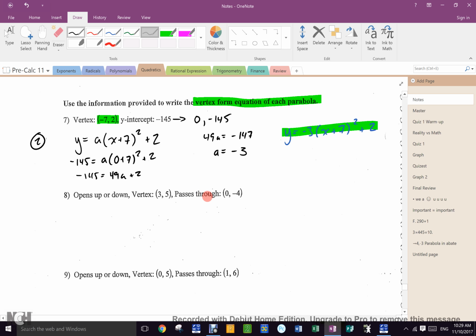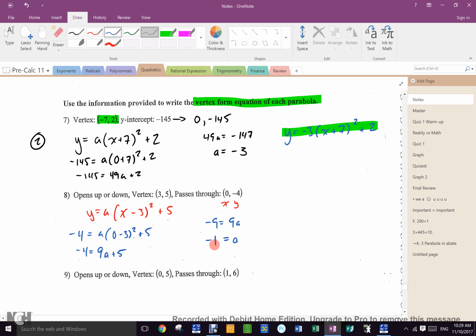Excellent. This one, I have the vertex again. It's the exact same question. y equals a(x minus 3) squared plus 5. But this time, I have a different way of writing the point, I know, but it's still the y-intercept, isn't it? So I still put them in. There's my x, there's my y. Negative 4 equals a(0 minus 3) squared plus 5. Negative 4 equals 9a plus 5. Negative 9 equals 9a. a equals negative 1.